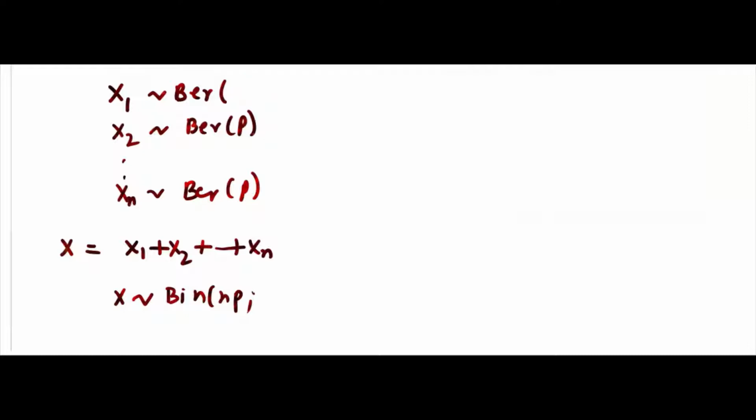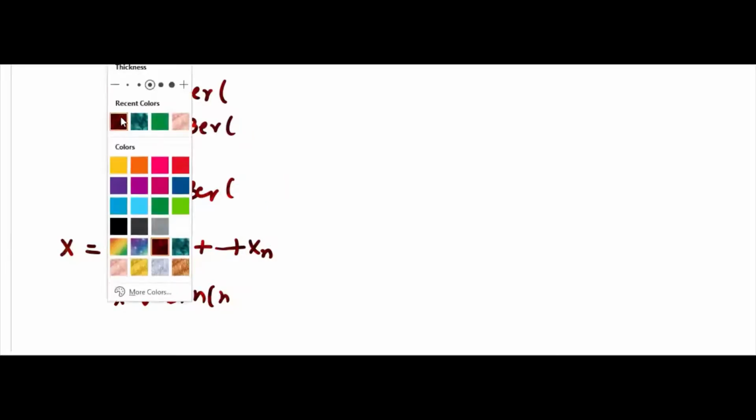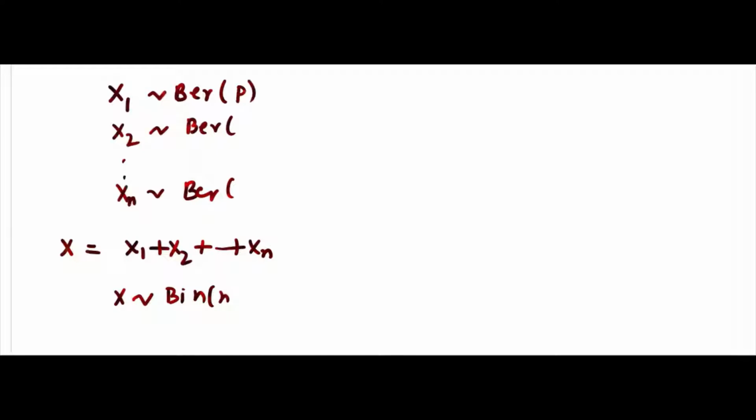We write it this way. Binomial 1, p or just p, they're the same. In that case it will be binomial, so just write p here. Let me write: this is Bernoulli p, this is Bernoulli p, this is Bernoulli p, and this will be binomial n, p. We know this already.